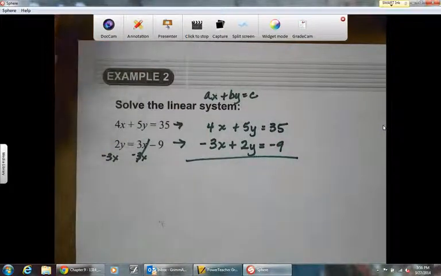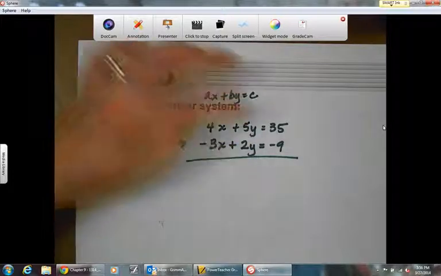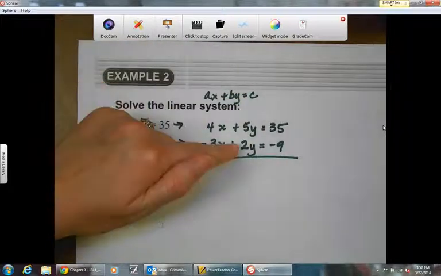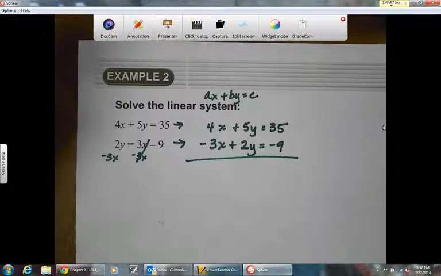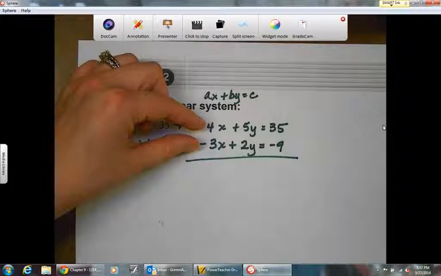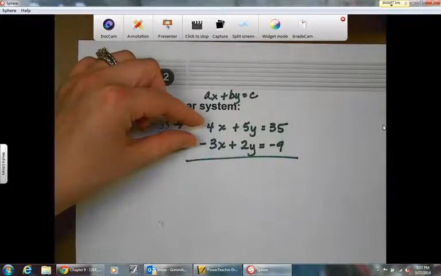So now I'm going to have to look for ways to eliminate these, which 3 doesn't go into 4 and 2 doesn't go into 5. So it looks like it's going to be a lot like the last one where I'm going to have to multiply both of them through. My eyes would probably go to these because they're already opposite signs, and so I could get them both to 12. One would be a positive 12, one would be a negative 12.